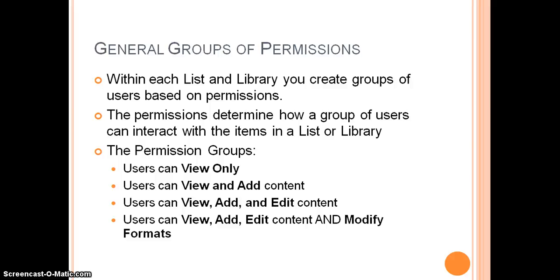Within each list and library, you create groups of users based on permissions. The permissions determine how a group of users can interact with the items in a list or library. The permission groups are users can view only, users view and add content, users can view, add, and edit content, and finally, users can view, add, edit content, and modify formats.